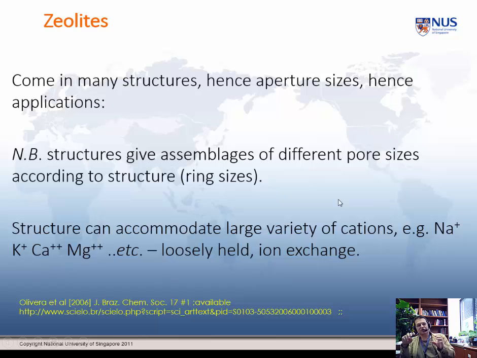Think of the natural geological system, the granites and things like that, and the clays. So sodium, potassium, so the alkali metals, alkali earth metals, and other more exotics. And they're loosely held, which means they can be ion exchanged. And again, we'll talk about that more in a moment.